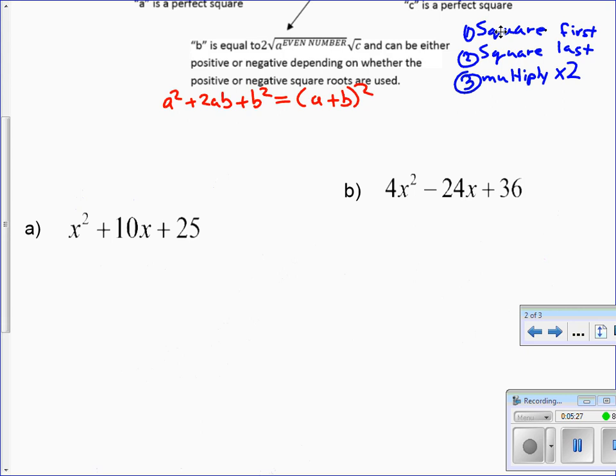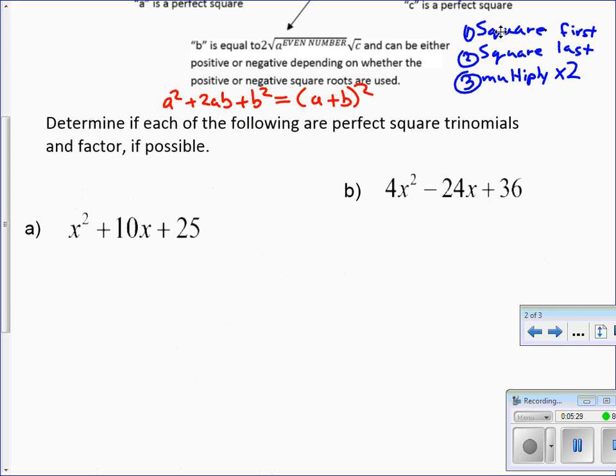Now, let's talk about the work that we're going to do for this. So, basically, we're going to determine if each of the following is a perfect square trinomial and factor if it's possible. So let's start. When we have this problem, A, x squared plus 10x plus 25, the first thing I'm going to do is assume that it might be a perfect square trinomial.